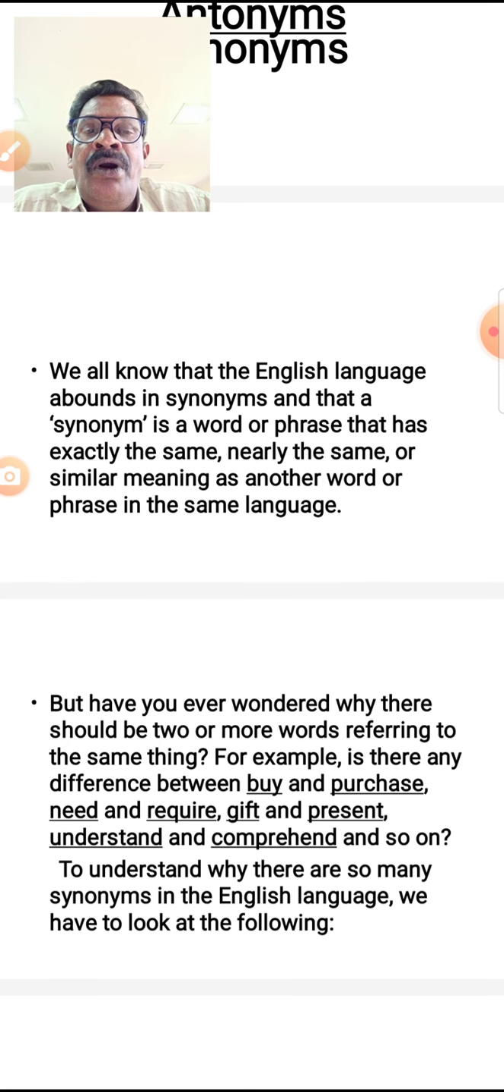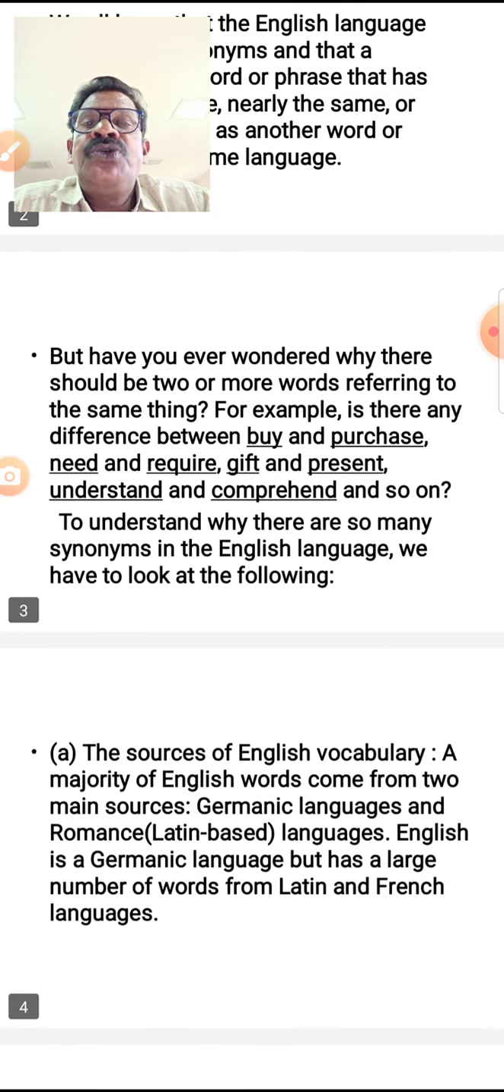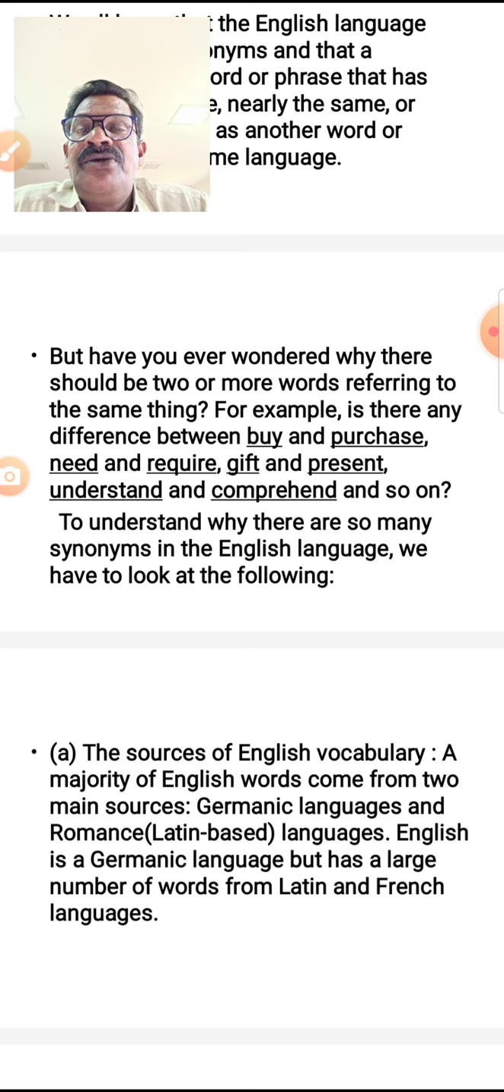And now, I hope most of you must have wondered, have you ever wondered why there should be two or more words referring to the same thing? So, this kind of doubt will definitely arise in everyone's mind. Why should we use two or more words? Why shouldn't we use only one word?